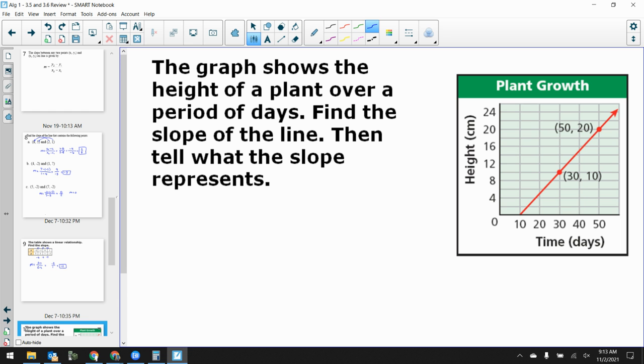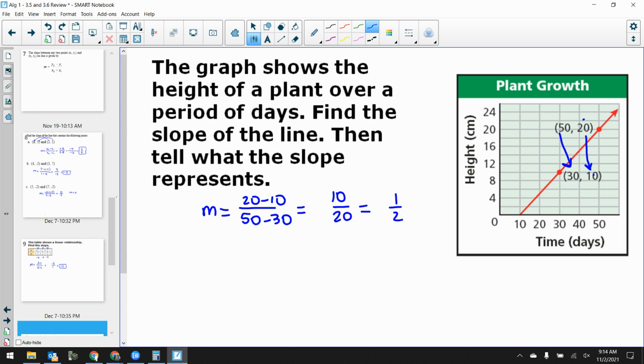Okay, next one here. Now, I give you this word problem. Can I just count the boxes on this? No. It would be nice if I could. I mean, if you took into account the scale, maybe. But the nice thing is I give you the coordinates. Use the slope formula. 20 minus 10, y2 minus y1, x2 minus x1. 50 minus 30. So 10 over 20, which reduces down into 1/2.